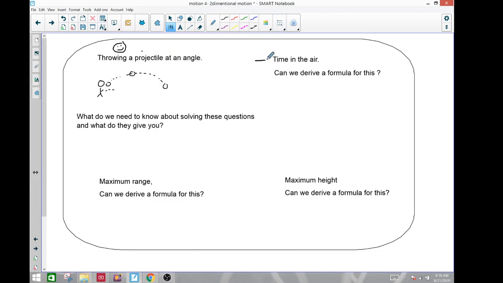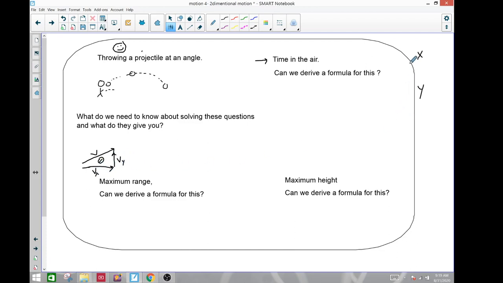You should be aware at this point that the x component has some functions and the y component has some functions. Now we're throwing this thing at an angle. When you throw something at an angle with a certain velocity, it has a component in the x direction and a component in the y direction. Sometimes I call that velocity y and velocity x.